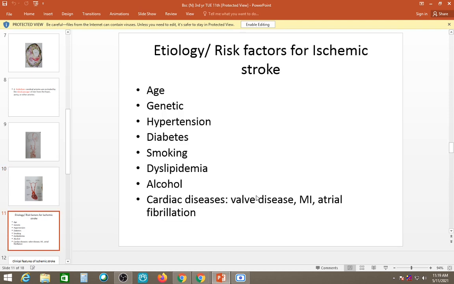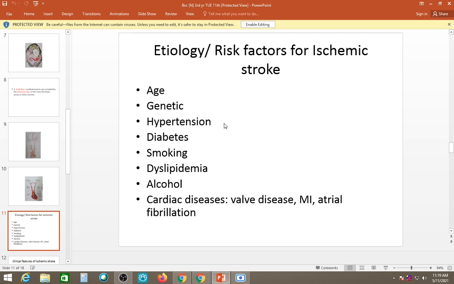What are the causes of ischemic stroke? The most important cause of ischemic stroke is hypertension. But otherwise, age: the older the age, the more chances of ischemic stroke. Why? Because the arteries become hard with age. Some genetic predisposition is also there. Then the most important cause, however, is hypertension. Uncontrolled hypertension from a long time, high blood pressure for a long time, is a major cause of ischemic stroke.